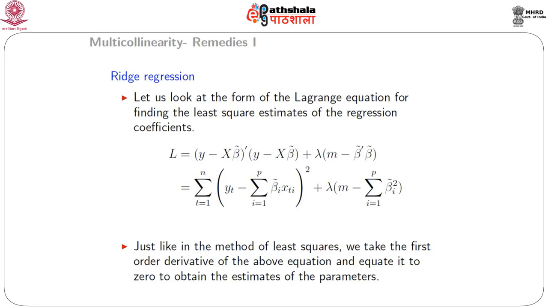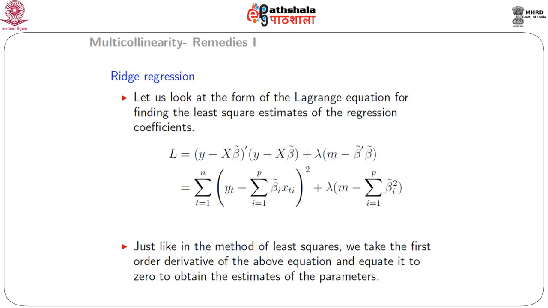L equals y minus X beta tilde prime times y minus X beta tilde plus lambda times m minus beta tilde prime times beta tilde, which can be written in the summation form as follows: equals summation t equals 1 to n of y t minus summation i equals 1 to p beta i tilde times x t i, whole square, plus lambda times m minus summation i equals 1 to p beta tilde i square, where p is the number of parameters in the model or the number of predictors that we include in the model.